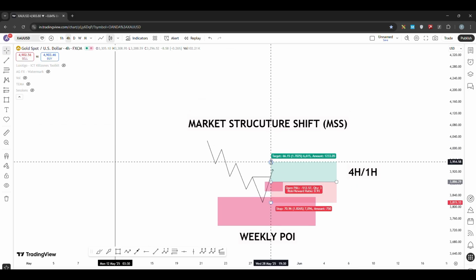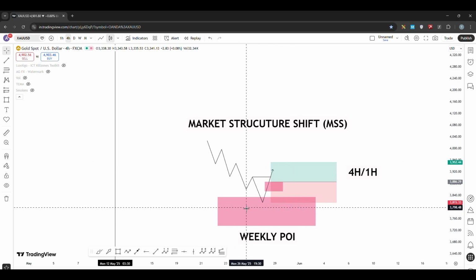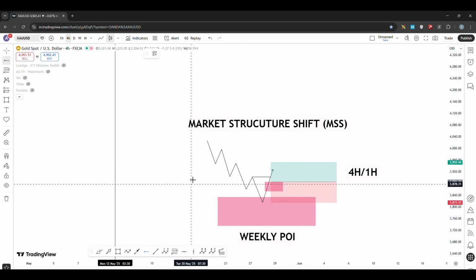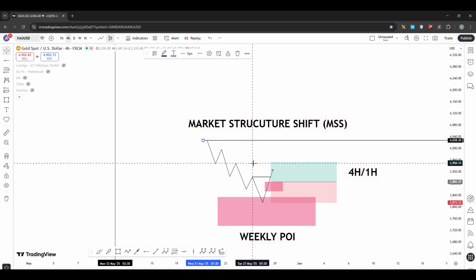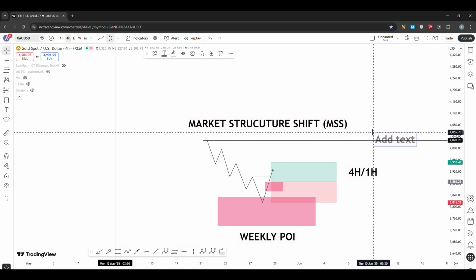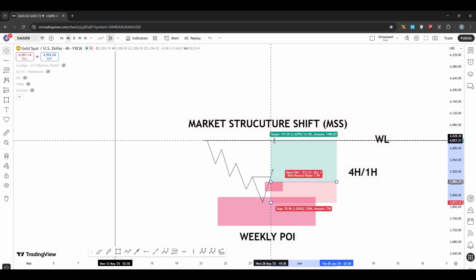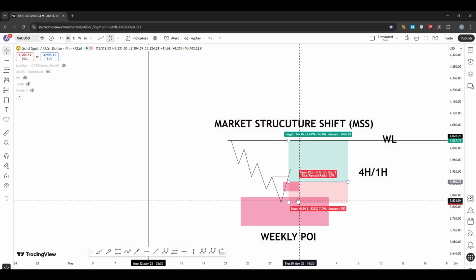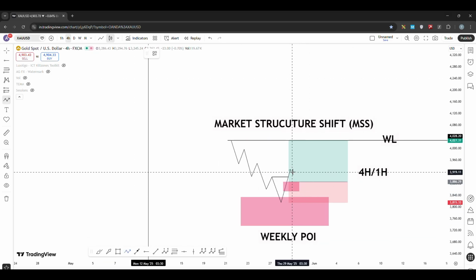And what will be our target? This entry is from a weekly POI, so our target will be a weekly liquidity level. Let's say the weekly liquidity is over here. Let me mark it as WL. So our target will be at this level. Okay, so this will be your trade setup.